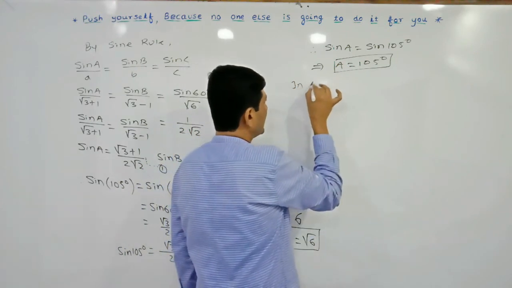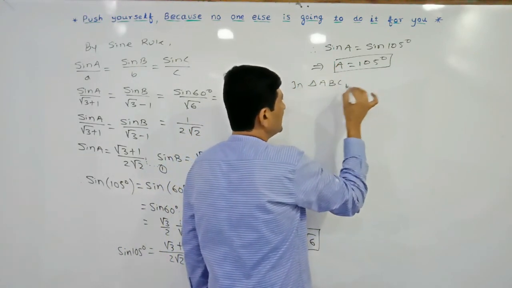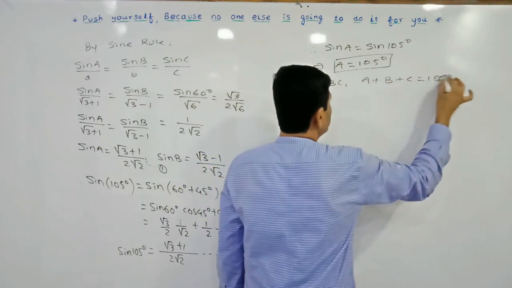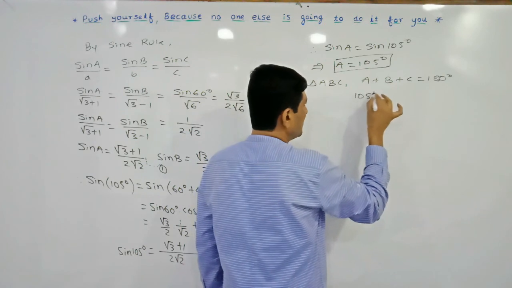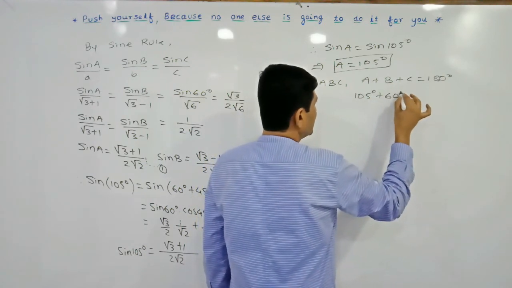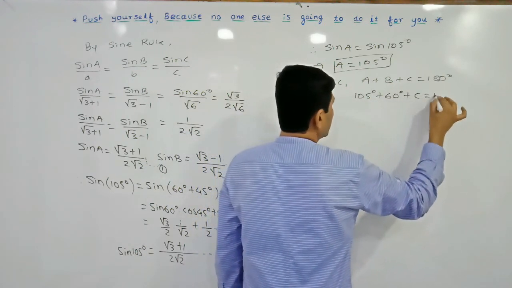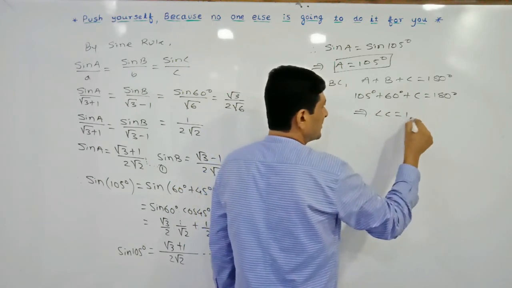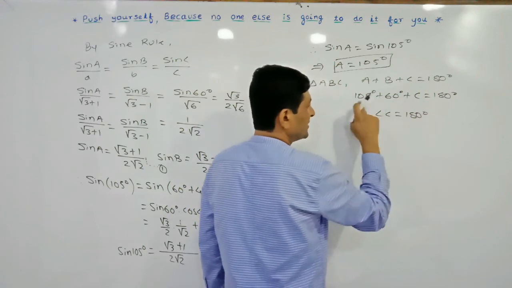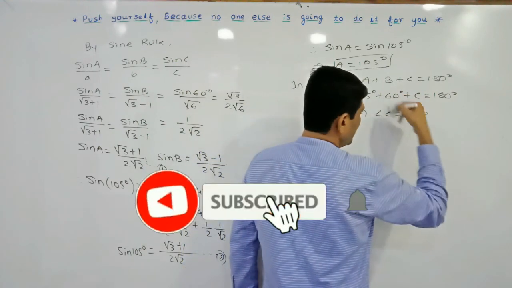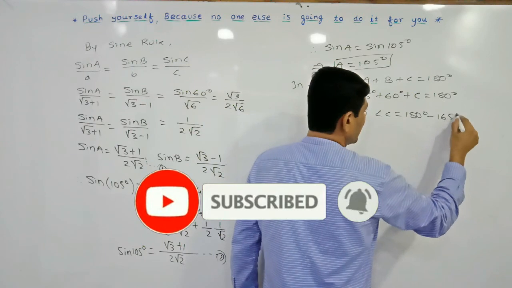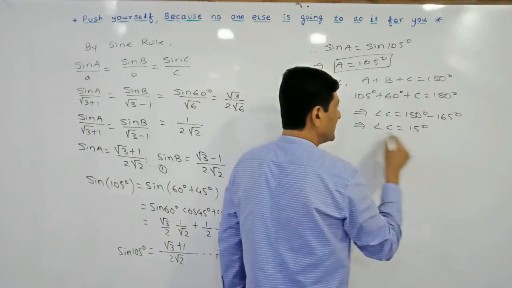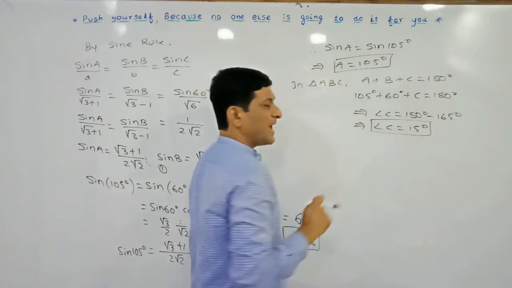So in triangle ABC we know that A plus B plus C is equal to how much? 180 degrees. I am replacing A by 105, B is 60 degrees, plus angle C, keep it as it is, 180 degrees also as it is. So this implies that angle C is equal to 180 degrees minus, what is the addition here? 165. So 165 on this side will become minus 165, which implies that angle C is equal to 15 degrees. So in this way we have got the angle also.